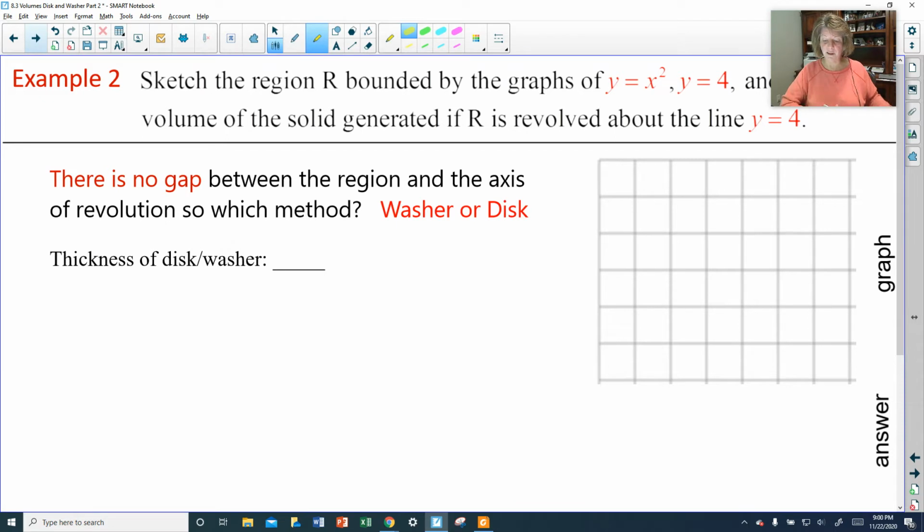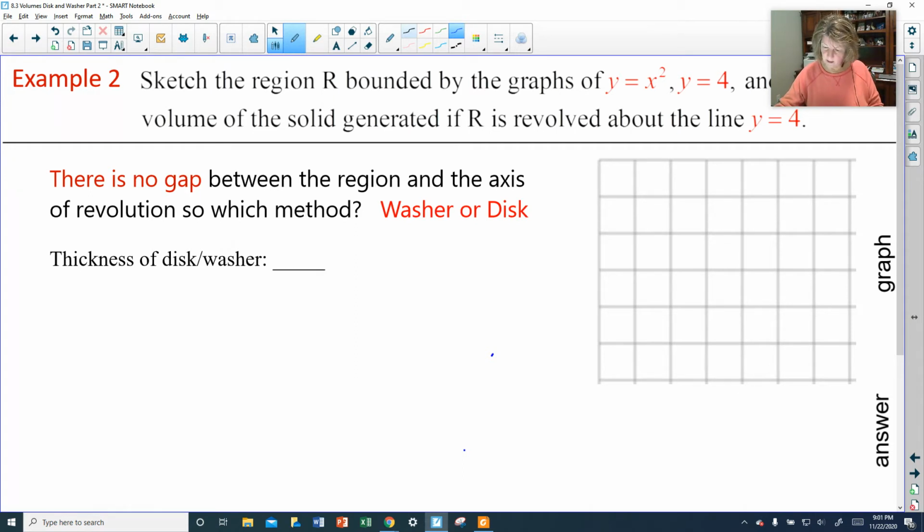Example 2, sketch the region R bounded by the graphs of y equals x squared and y equals 4, and find the volume of the solid generated if R is revolved about the line y equals 4. So let's get sketching here.